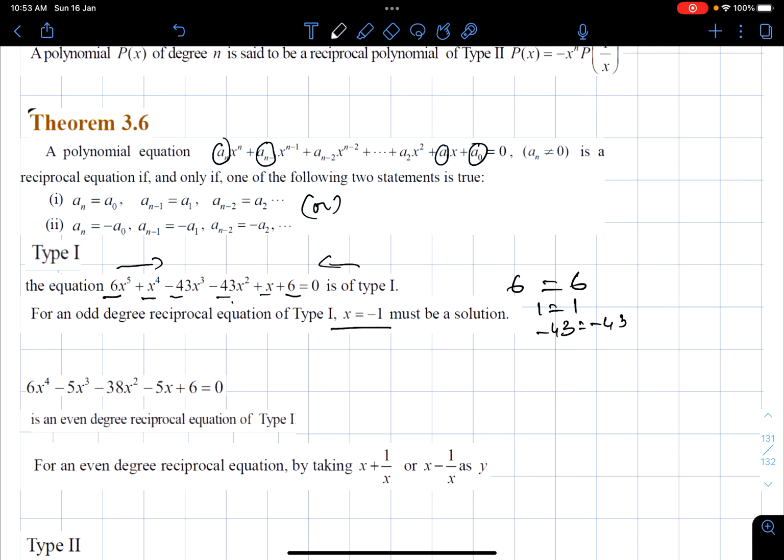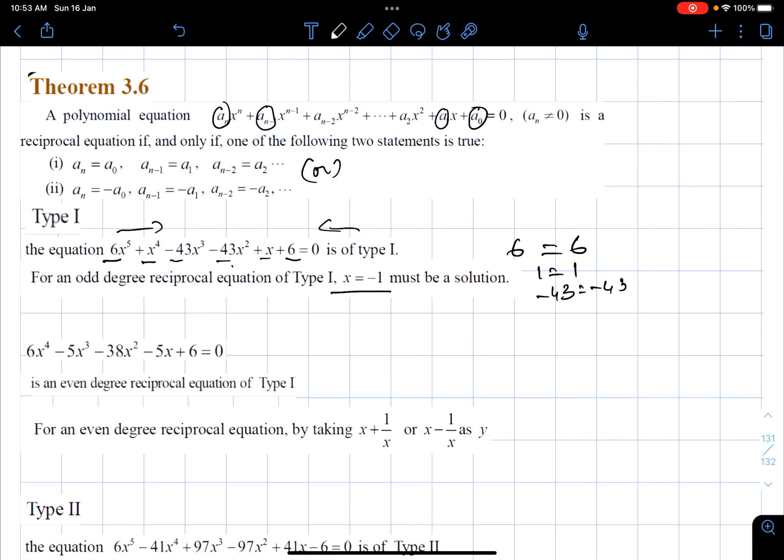Okay, the same type 1, this is of odd degree. How do you tell odd degree? This is x power 5. 5 is an odd number, so we say this is of odd degree. Okay, the same type 1, when you get an even degree, you see here also it's the same, the first coefficient equal to the last coefficient.